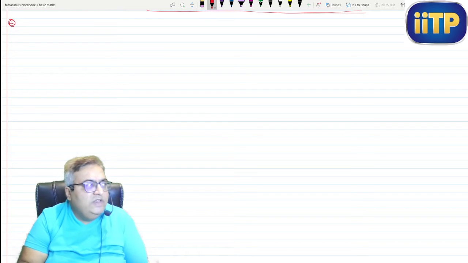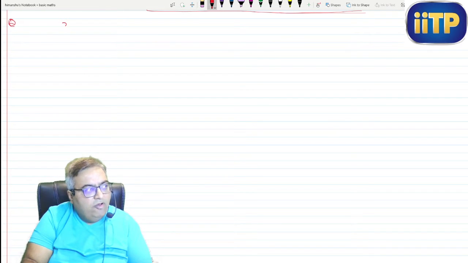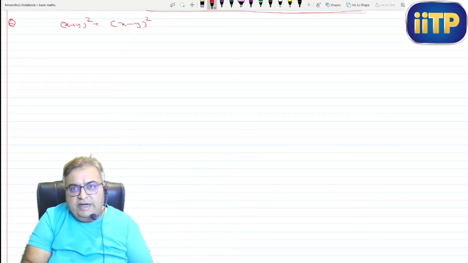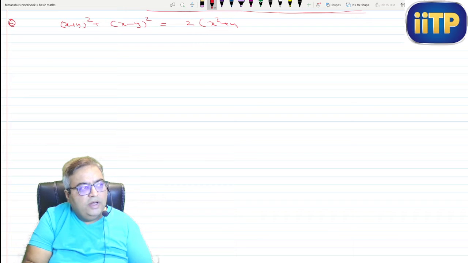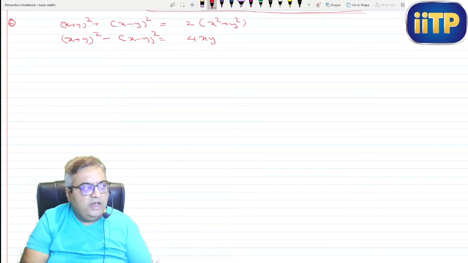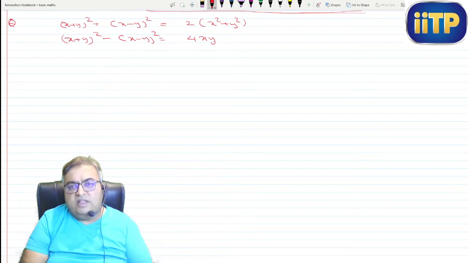So I'm just giving you some of those ideas. If (x plus y) whole square plus (x minus y) whole square is added, what will you get? You will get twice of (x square plus y square). Now, if I subtract these two, (x plus y) whole square minus (x minus y) whole square, that will be equal to 4 times xy. How? You can just expand the formulas of (x plus y) whole square and (x minus y) whole square, then simplify.